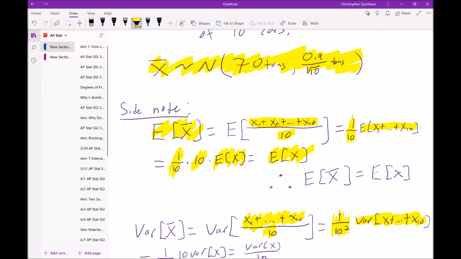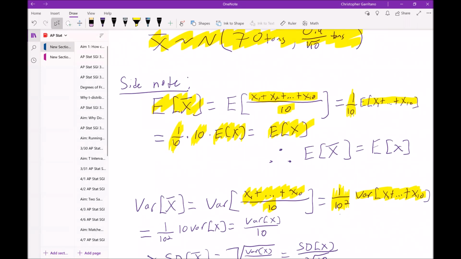And the variance of x1 plus and so on, plus x10 can be written as a sum of the variance of x1 plus the variance of x2 plus the variance of x3, so on and so forth. Very similar to what we did with the expected value. This is what's nice about using variances. So the variance of x1 plus and so on, x10 can be written as 10 times the variance of x. So on this line, I have 1/10 squared times 10 times the variance of x. And of course, this simplifies to the variance of x over 10.